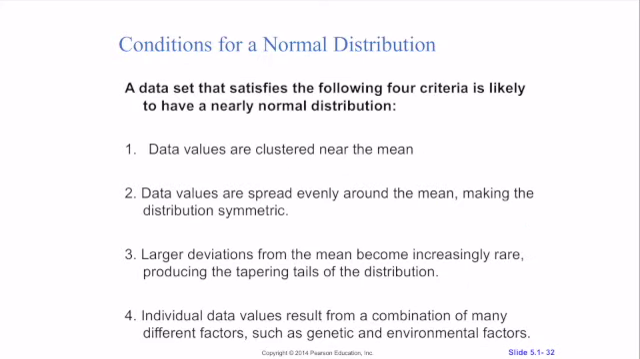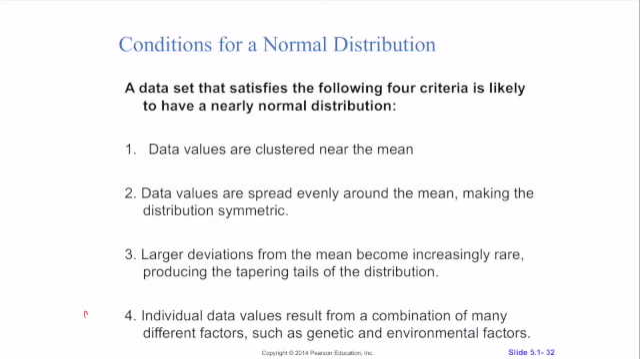So, a data set that satisfies the following 4 criteria is likely to have a nearly normal, so really, really close to a normal distribution. The data values are clustered around the mean. The data values are spread evenly around the mean, making the distribution symmetric, right? Because a normal distribution is symmetric.